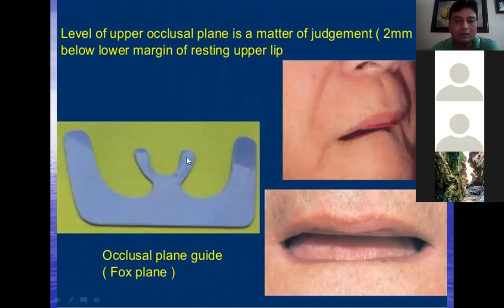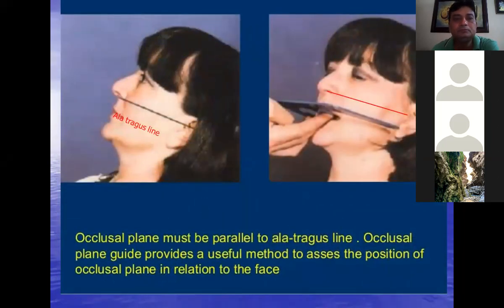This is called camper's plane or Fox's plane भी कहते हैं इसको, दूसरा नाम इसका Fox's plane भी है. This is your alatragal line. See here, you just insert this Fox's plane in the patient's mouth and try to correlate this line with this arm extension of your Fox's plane there. This distance must be equal on both sides, the left side and the right side. Nothing more than that.